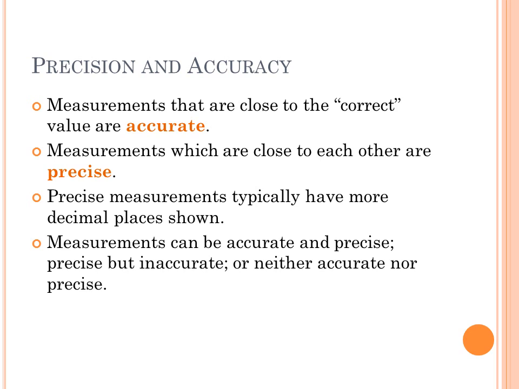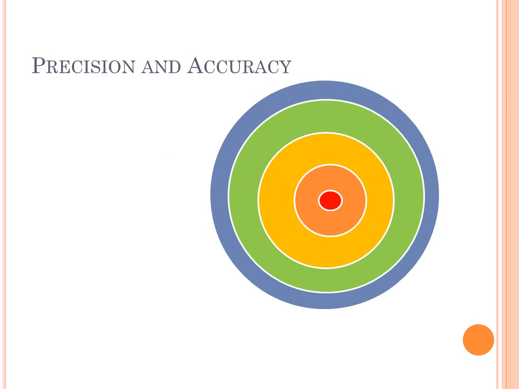Measurements can be accurate and precise, which is what we hope they would be. That is, the answer is repeatable and it is close to the correct answer. They could be precise but inaccurate. That is, the answers are close to one another but they're not close to the right answer. Good indication that perhaps your experiment is poorly designed, or they're neither accurate nor precise, meaning that you likely have sloppy lab technique.